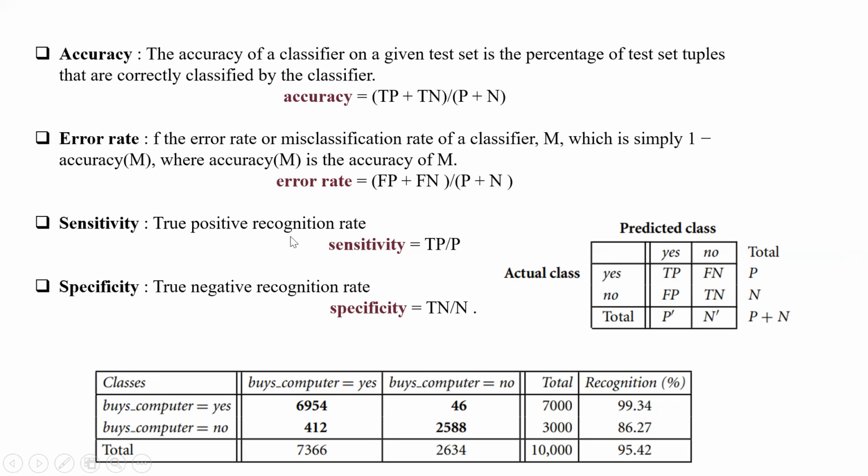Next one will be the sensitivity, the true positive recognition rate. Sensitivity will be TP by P. TP means true positives, divided by P. All the true positives and the false negatives will be taken as P.